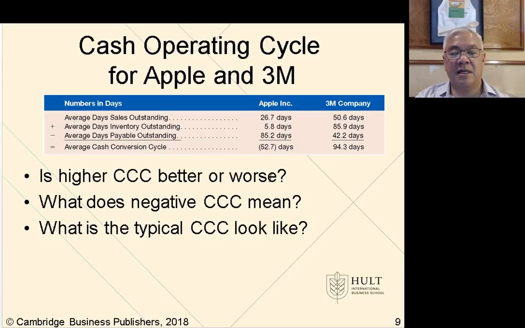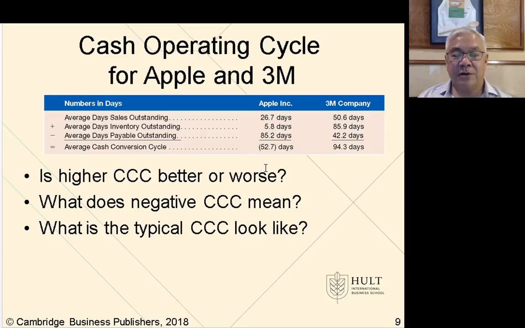So first question, is higher better or worse? Answer, worse, because we want to turn cash fast. So the shorter the number of days that we turn cash, the better. What does a negative CCC mean? It's very rare, but a negative CCC means that the vendors to the company let the company pay even after they've done everything, like sell and collect all the receivables. Very unusual. Apple gets it. Not many companies have this luxury.